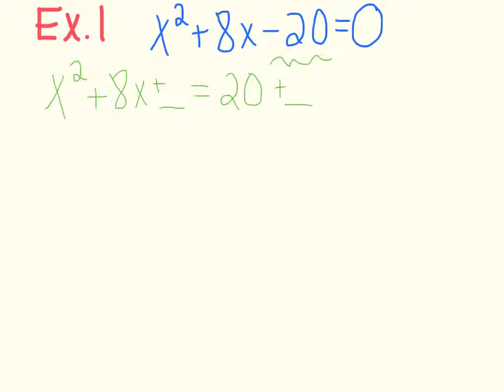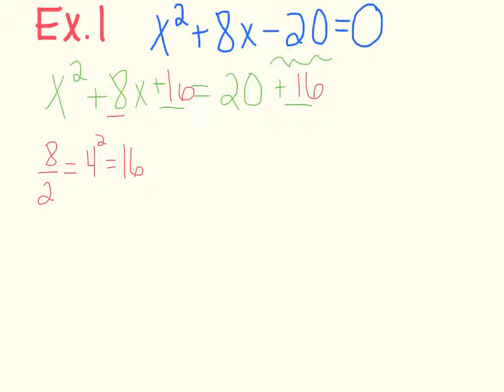To obtain these two values, we must take our 8, take half of it to give us 4, and then square to give us our new value, which is 16. This part is the completing the square. So from here, we need to factor the x squared plus 8x plus 16 and then simplify 20 plus 16.